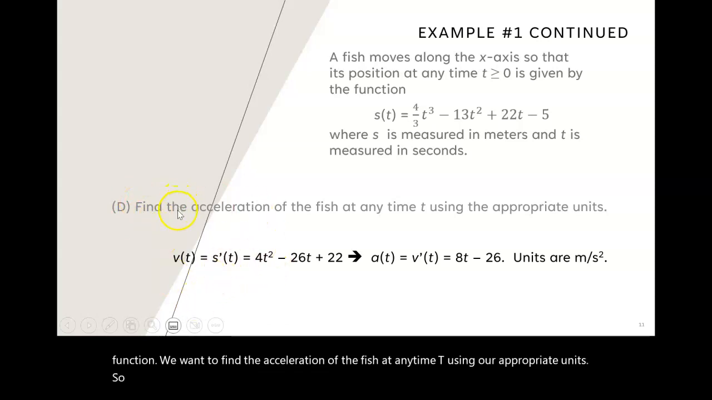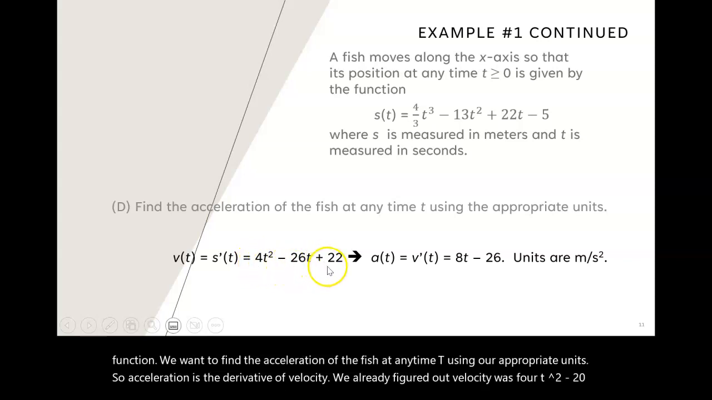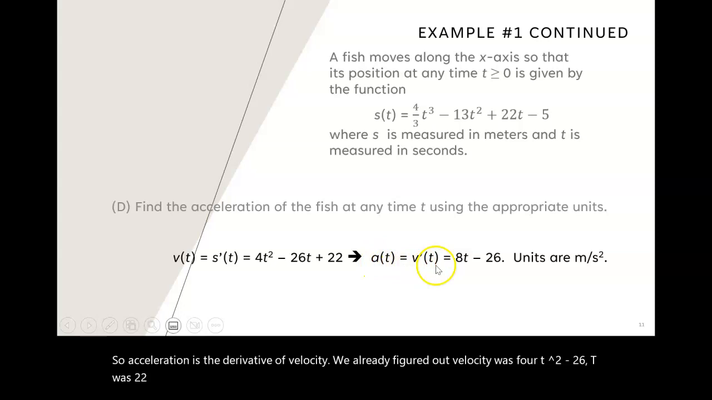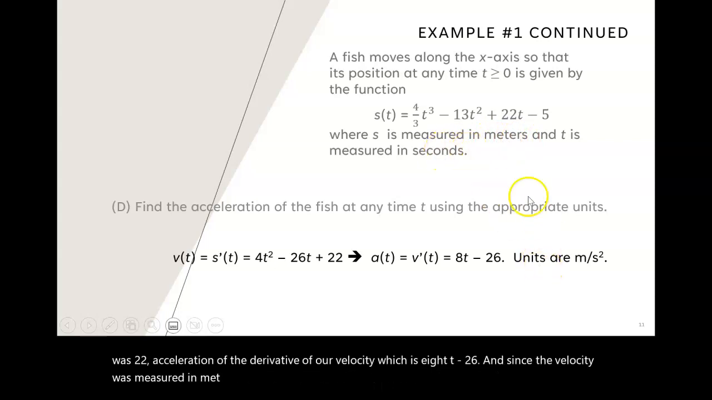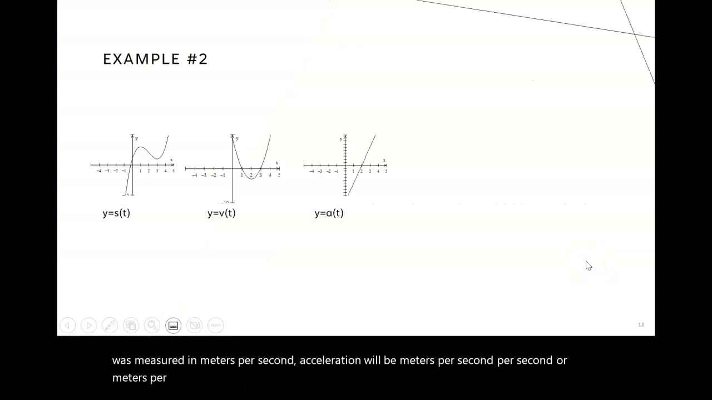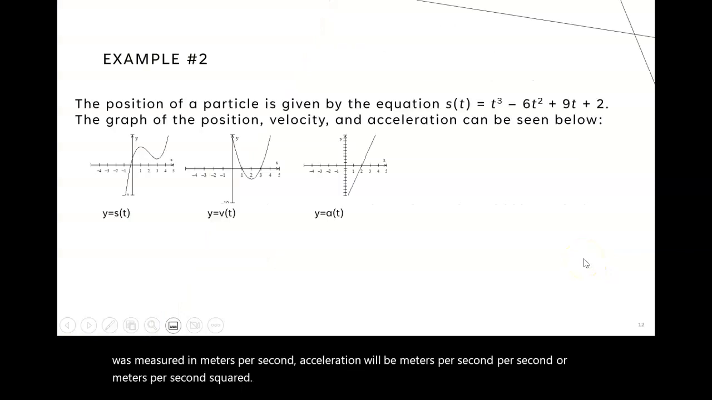So acceleration is the derivative of velocity. We already figured out velocity was 4t squared minus 26t plus 22. Acceleration is the derivative of our velocity, which is 8t minus 26. And since the velocity was measured in meters per second, acceleration will be meters per second squared.